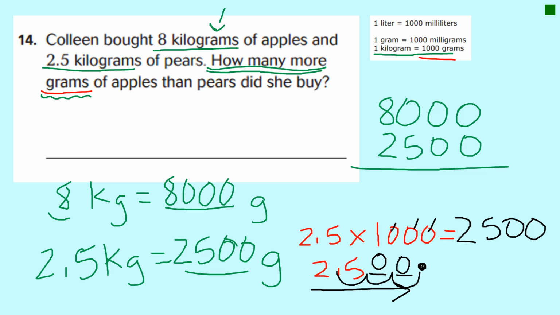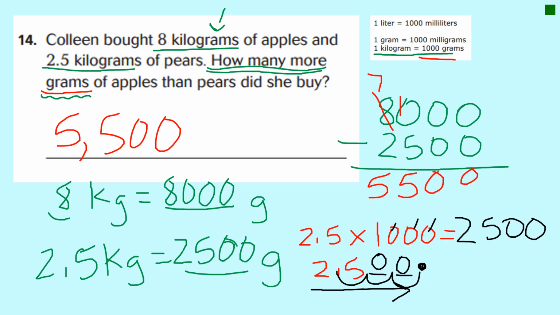So how many more grams of apples than pears did she buy? This is where the how many more comes in, the subtraction. All right, so 0 minus 0, 0, 0 minus 0, 0. What do we do here? 0 minus 5. Is 0 minus 5, 5? No. You have to regroup, right? You can't take 5 away from 0. Cross that out, make it a 7, 10. Can you do 10 minus 5? Is 10 minus 5, 5? It surely is. And we correctly regrouped. So now we have 7 minus 2, which is 5. So Colleen bought 5,500 more grams of apples than pears.